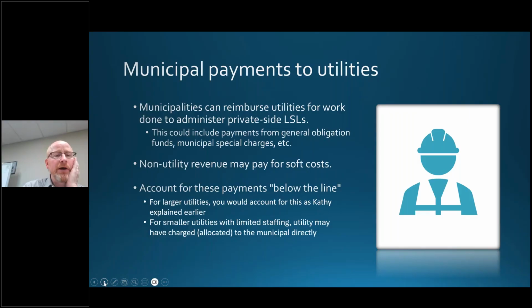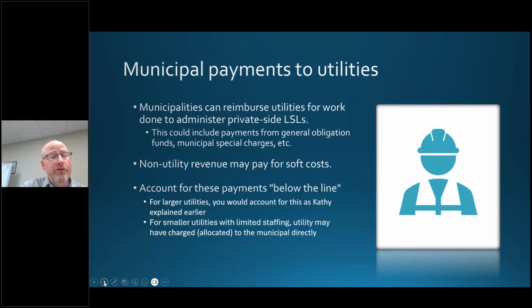As we're talking more about this below-the-line idea, there certainly have been times when municipalities perhaps would fund some of the utility staff. They can reimburse utilities for work that is done to administer, not to actually do the work, but to administer the private side lead service line removals. General obligation funds, special charges from the municipality, perhaps, those are all potential sources of this. Again, non-utility revenue may be used for those costs.